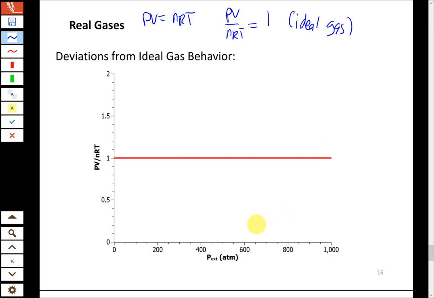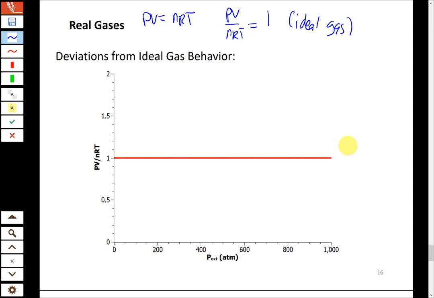So what we're going to do here is a qualitative plot of that ratio, PV divided by nRT, as a function of the pressure of the gas, where we'll keep the volume, temperature, and number of moles constant, but see how this ratio changes for different gases. Again, this is all qualitative at this point. As I said, if it was a true ideal gas, that ratio would equal 1 no matter what, so it would follow this horizontal red line here, but the reality is that they don't quite work that way.